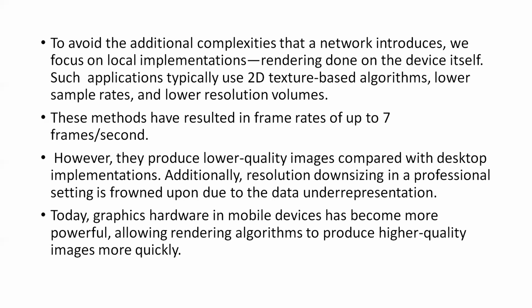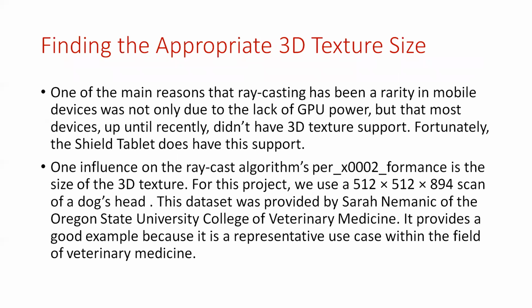Additionally, resolution downsizing in a professional setting is frowned upon due to the data underrepresentation. Today, graphics hardware in mobile devices has become more powerful, allowing rendering algorithms to produce higher quality images more quickly. For example, some of the datasets on the laptop we can visualize very clearly, but on the mobile device, that much clarity will be missed. This is due to the image processing technique and the frames per second. These are only up to 7 frames per second.